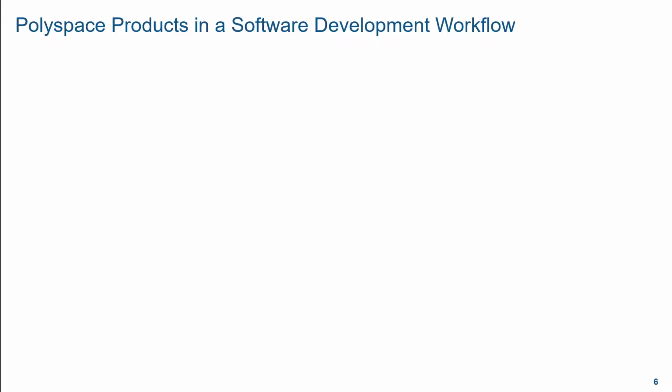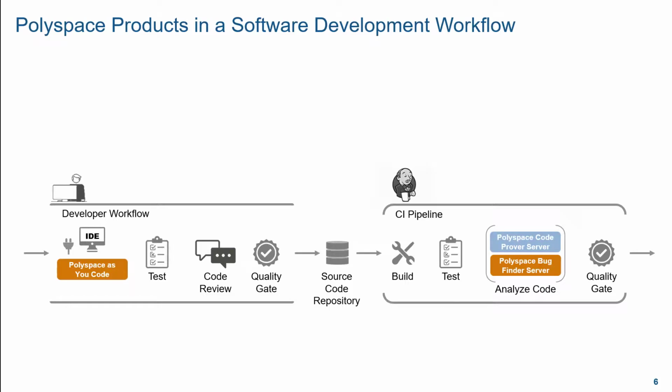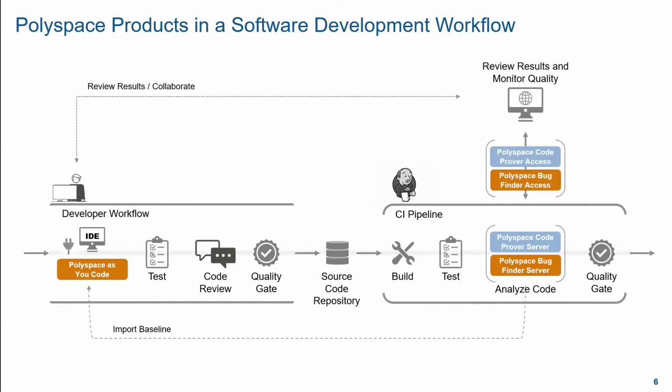Polyspace products provide a comprehensive static analysis solution for the entire software development lifecycle. Polyspace as you code finds bugs early in the development cycle. Polyspace Bug Finder Server and Code Prover Server can easily be integrated into a CI pipeline. Analysis results are uploaded into Polyspace Access for the entire team to review and collaborate using a web UI.